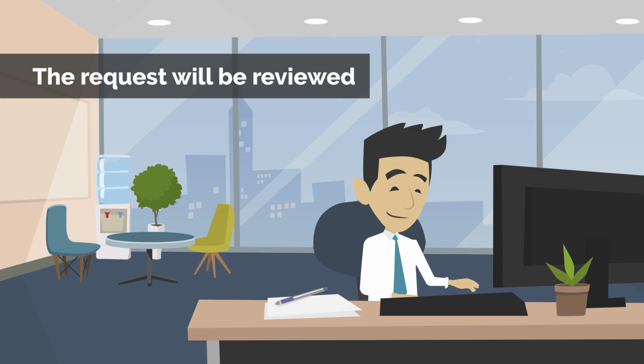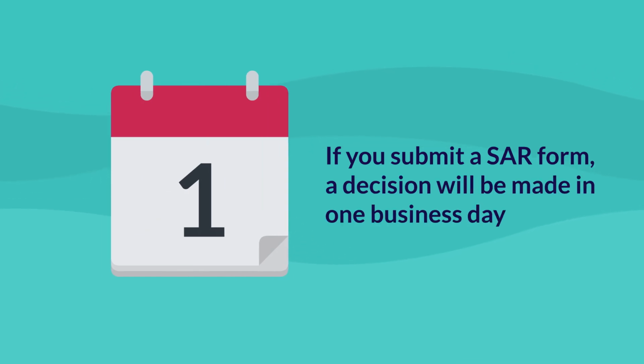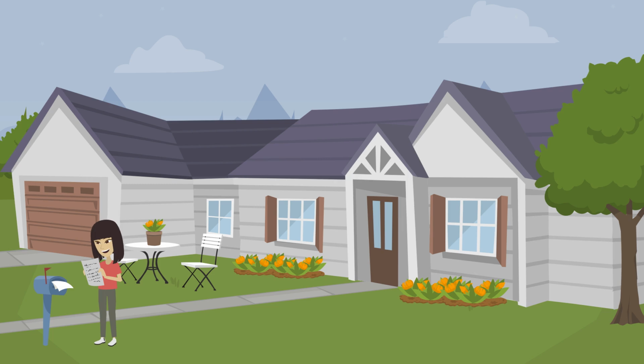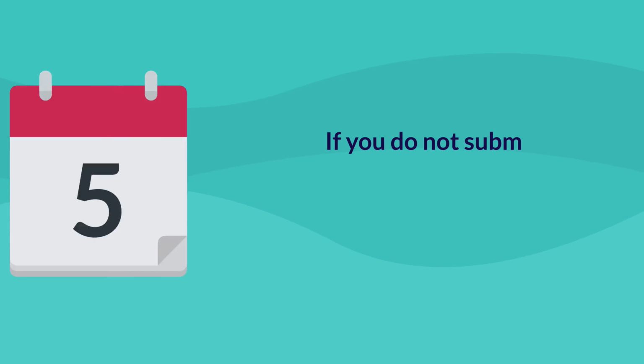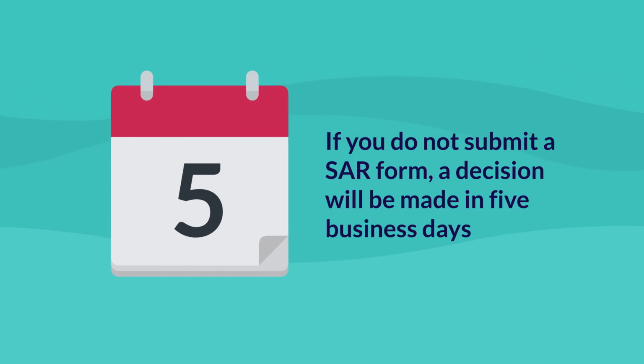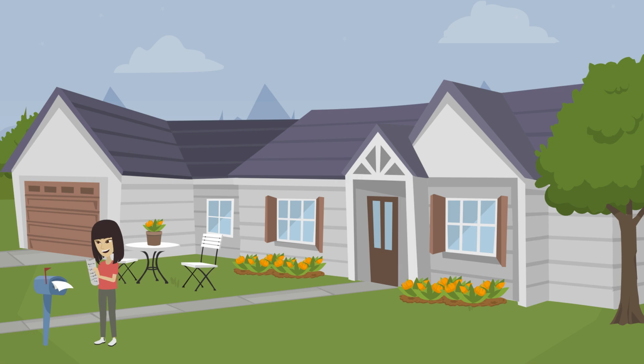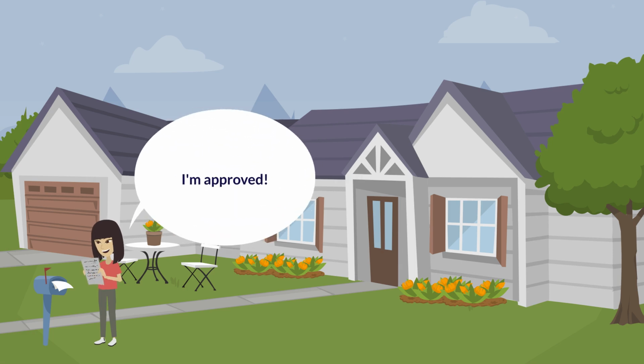The provider will be contacted if additional information is needed. If you fill out or submit a SAR form, a decision will be made in 1 business day. If the beneficiary is approved to move to a tailored plan, they will receive a letter telling them that they will be moved retroactively based on the date of the request. If you did not submit a SAR form, a decision will be made within 5 business days. If the beneficiary is approved to move to a tailored plan, they will receive a letter telling them that they are enrolled beginning on the first day of the following month.